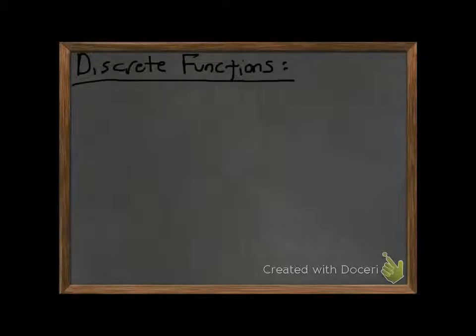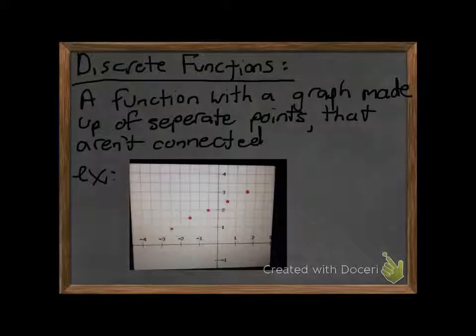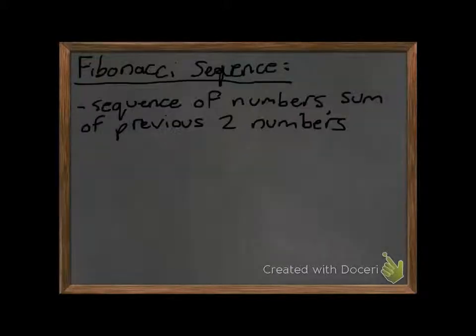Next up is a discrete function. A discrete function is a function whose graph is made up of separate points that aren't connected, which just basically means, here, look, I'll show you a picture of it. There we go. It's a picture where the dots aren't connected. That's just basically what it is.